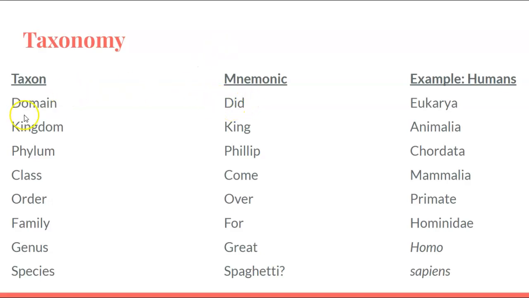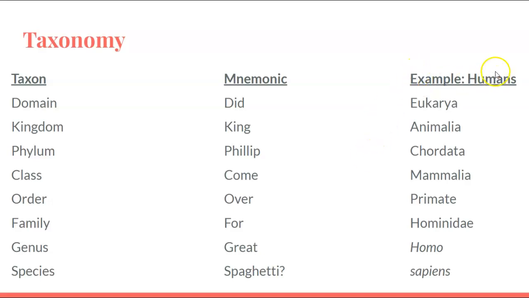Did starts with a D, so does domain, right? King, kingdom, Philip, phylum, right? It all matches up so that there's an easy way for you to remember, okay? So this is a great way to remember the order of the taxa from the most broad to the most specific. You will have to know this. You absolutely will have to know the order of the taxa, so please write this down.